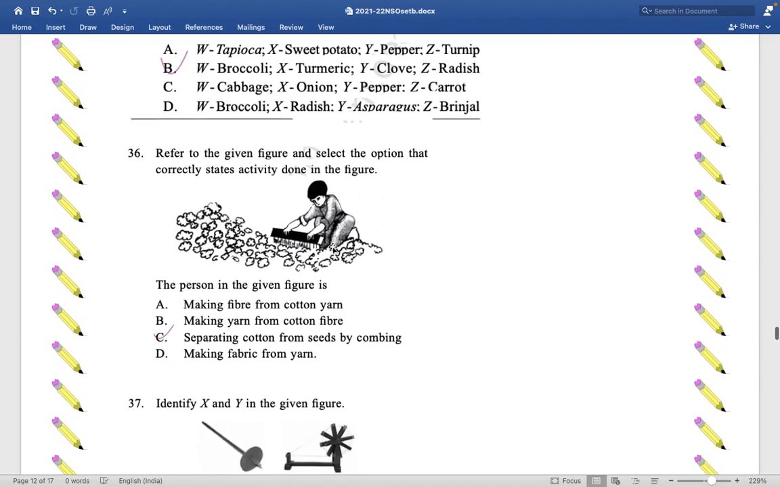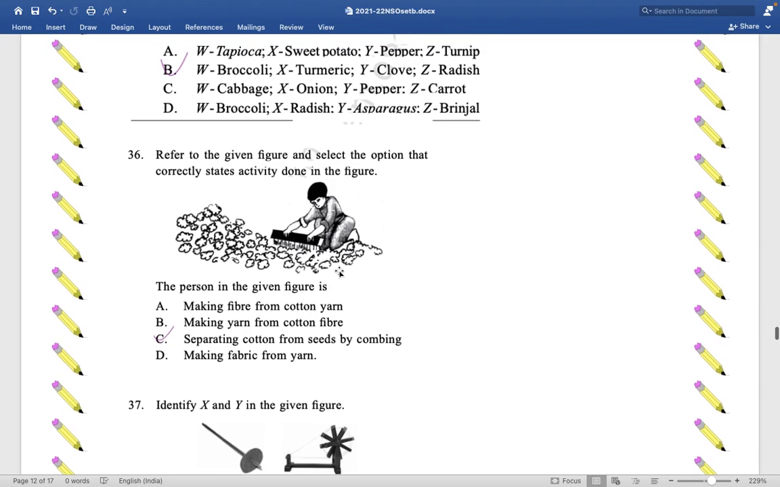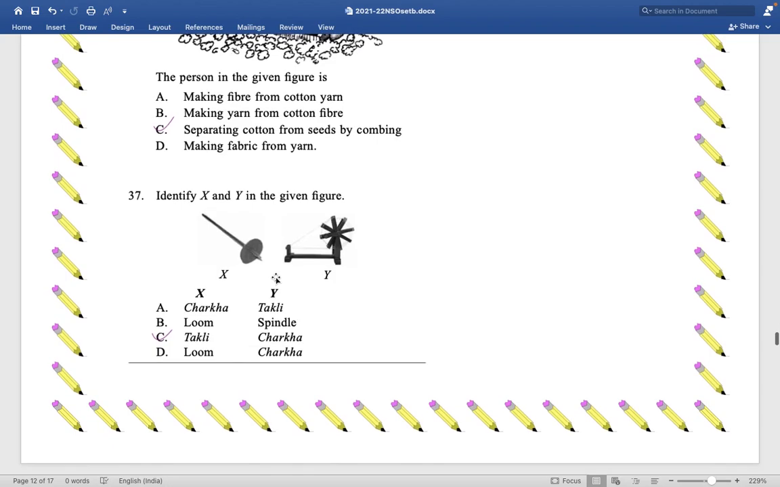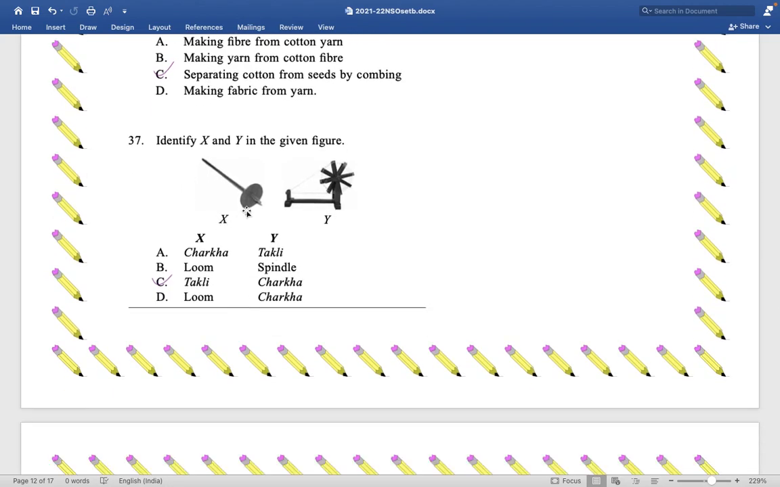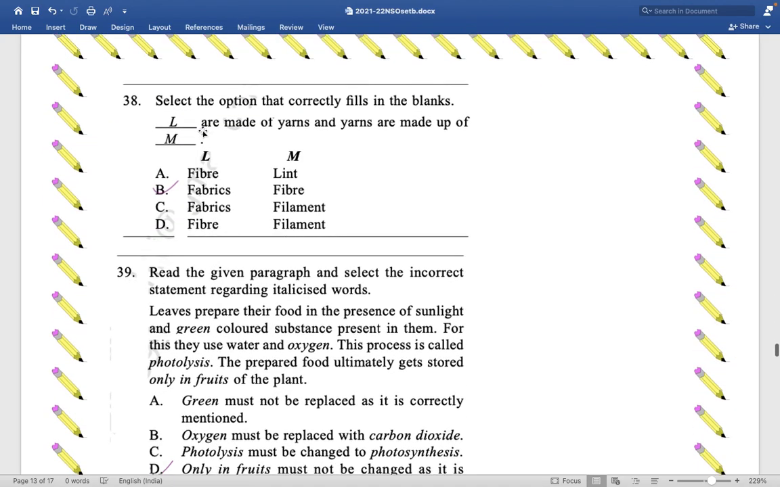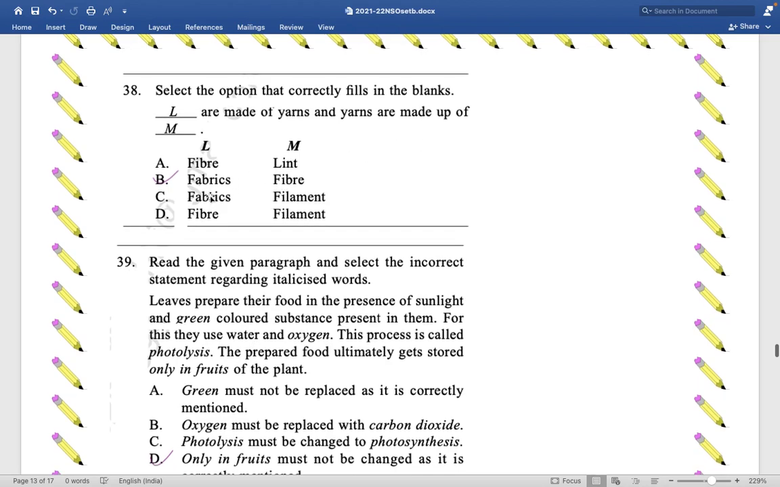Here, this is the process of separating cotton fiber from seeds by combing. This process is called ginning. The cotton fibers that are free from the seeds is called lint. 37. X is a takli and this is a charka. They are used to make yarn from cotton fiber. Fabrics are made of yarns and yarns are made up of fibers.